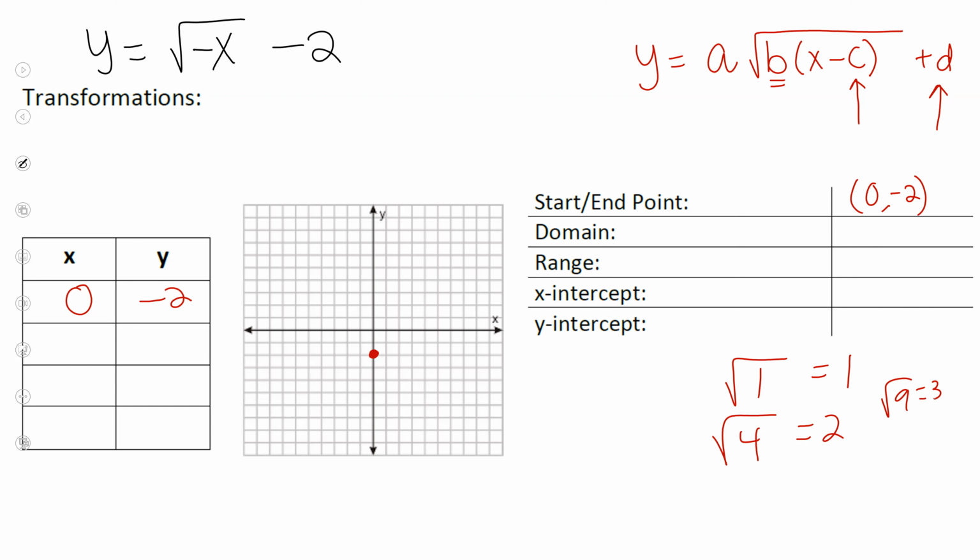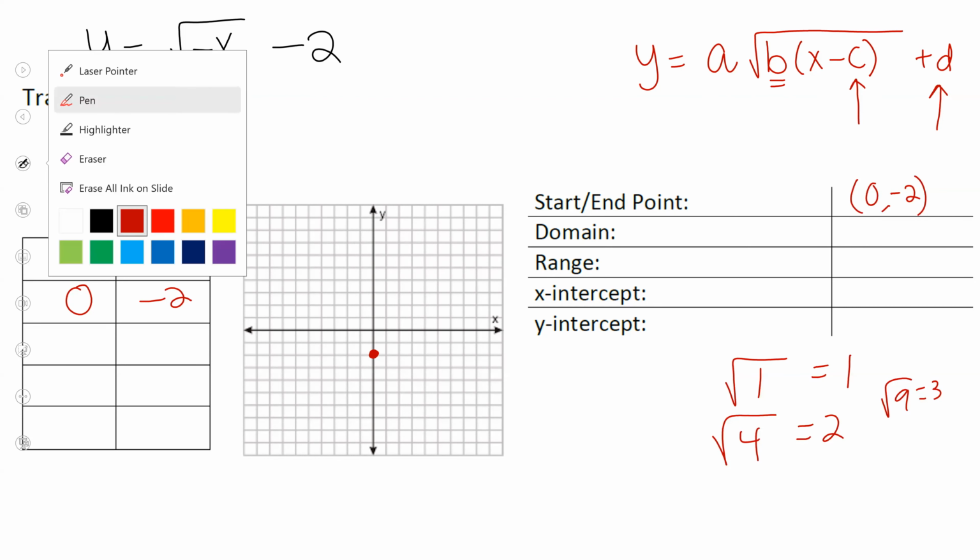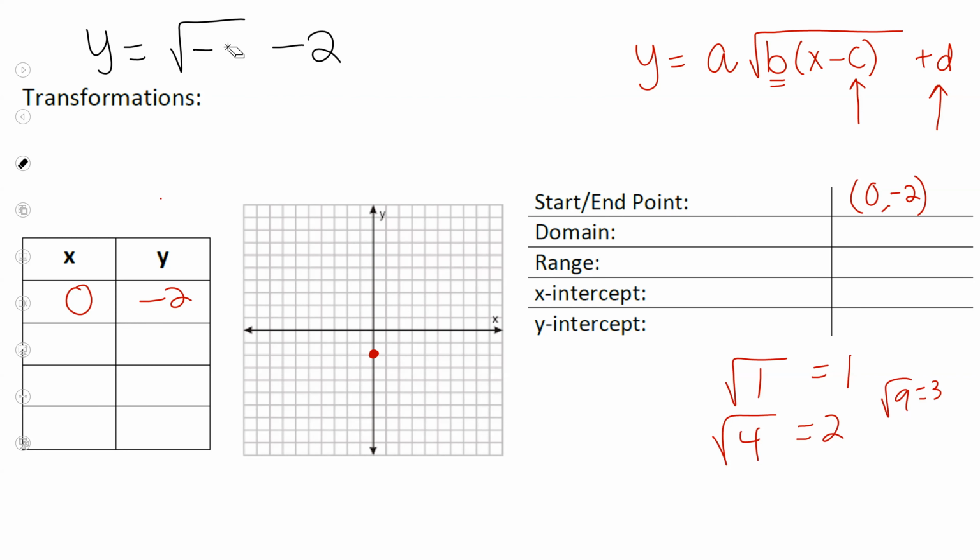Let's try to make this look like that over here. So guys, look what I'm going to do. I'm going to erase this x. What do I need to put inside of this square root symbol so that it will be a square root of 1? What do I need to put inside? If I put a 1, that's a -1. I want square root of a +1. So what do I need to put inside? A negative. Make it a -1. So everyone in your table put in a -1.